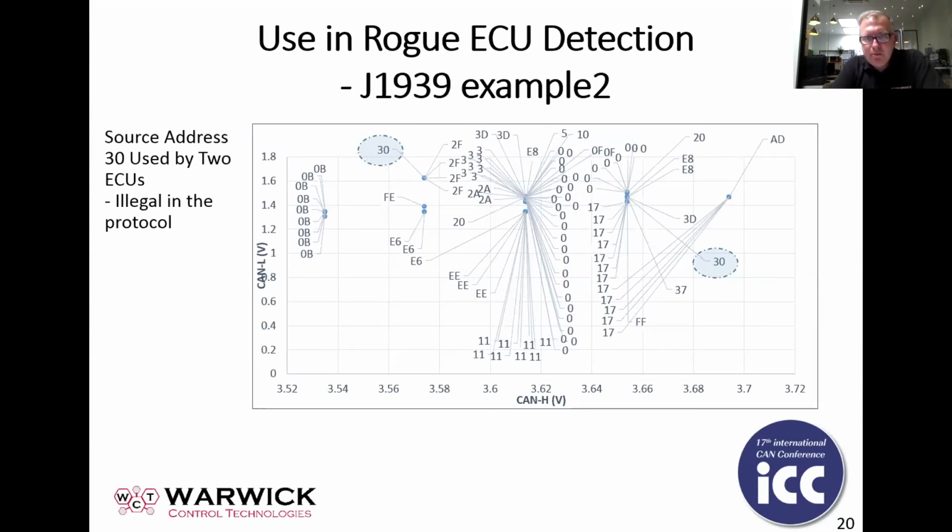And we've got another similar one here. In this case, this is actually a full J1939 example, which is just showing the source addresses in hexadecimal. So we remove the rest of the CAN frame. It's showing the source addresses and how they are clustering nicely. But again, we've got two devices which are trying to use the source address 30, which again is illegal by the protocol.